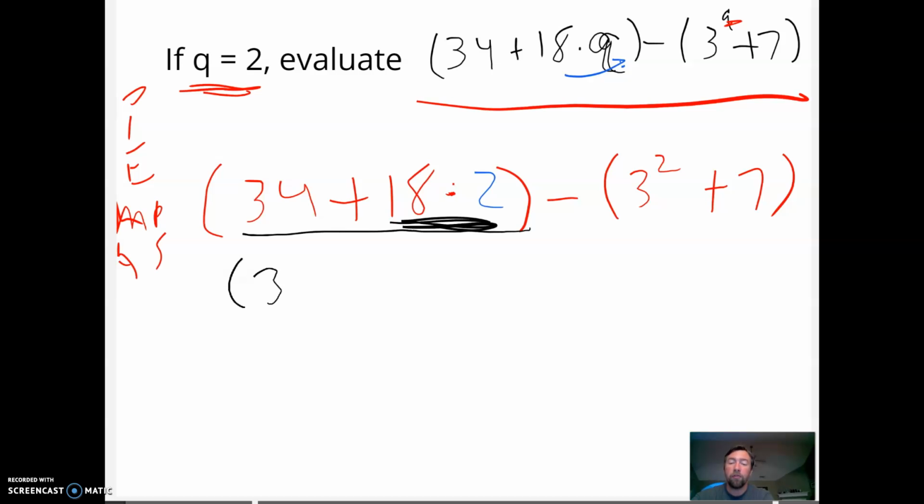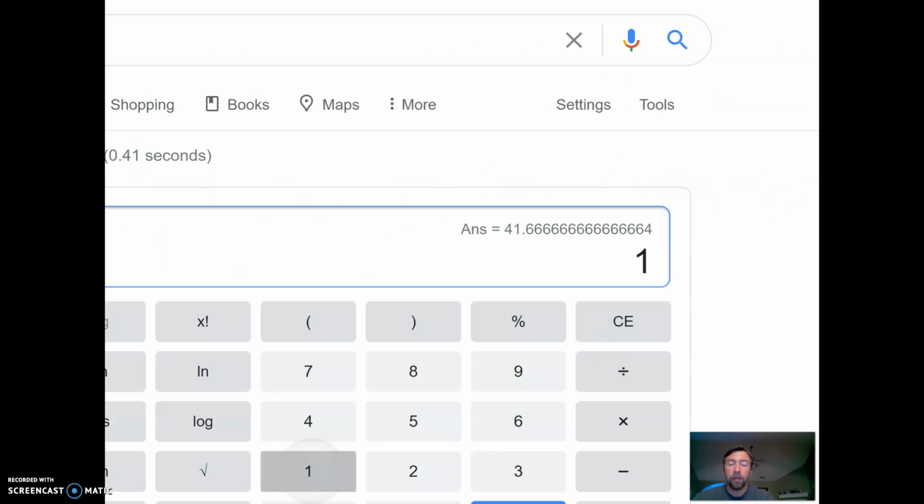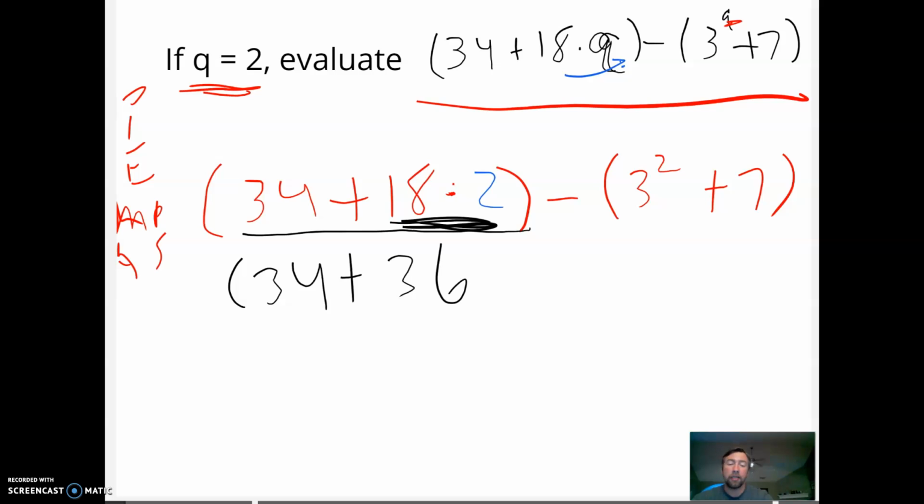So I'm going to copy down 34 plus, and I'm going to do 18 times 2 first, which I believe is 36. If we want to check that, we could go ahead and just go to calc. I would recommend just using a calculator if you're trying to sort out this math, because it's going to speed you up. The point is knowing the process of using the order of operations, not whether you can do 18 times 2. I'm going to copy everything else.